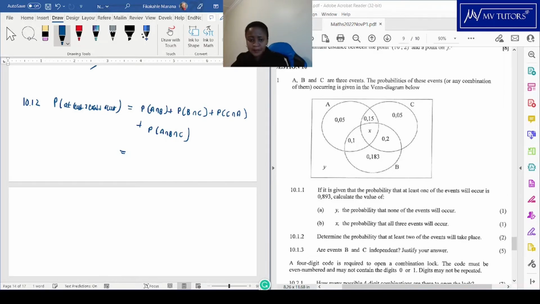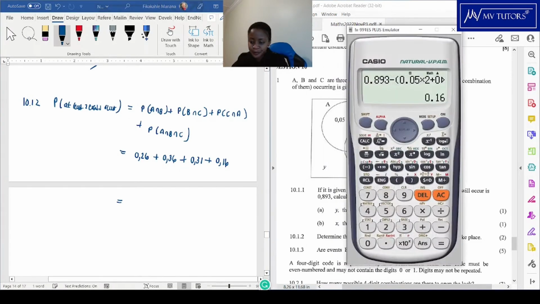Okay. Now, probability of A and B, remember it's the intersection. So A and B will be 0,1 plus 0,16. So that's 0,26. And then B and C, 0,2 plus 0,16 is 0,36. C and A, 0,15 plus 0,16, 0,31. Ooh, should actually be using the calculator. And A and B and C is 0,16 because that's just x, and we calculated that previously. Okay.